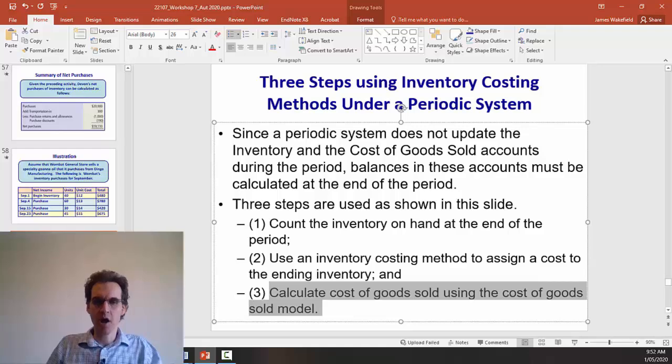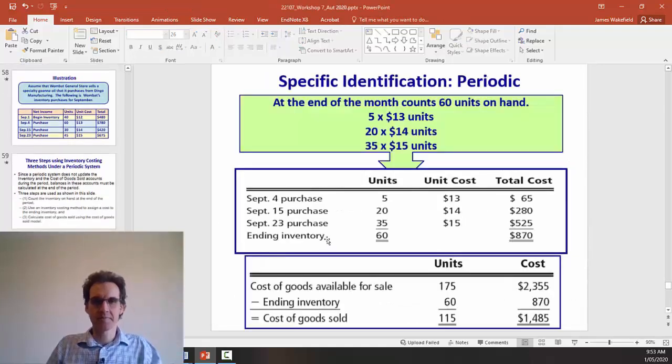Okay, so let's apply this. Specific identification is quite straightforward because remember, when using this method, we can specifically determine what inventory items we have sold. So here, when we do our stock take, we determine that we have 5 units that cost us $13 each, 20 units that cost us $14, and 35 units that cost us $15.